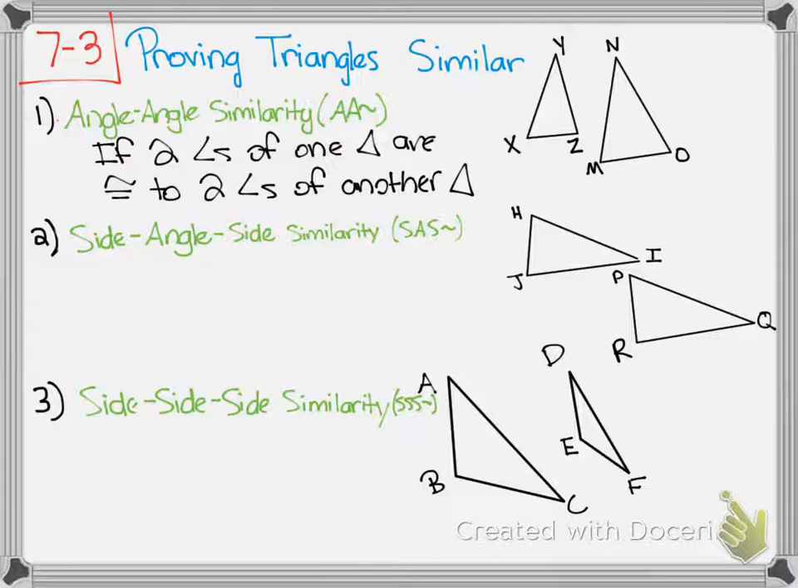So for instance here, I could tell whether or not these two triangles are similar. I would need to know that, for instance, X is congruent to M, and also that angle Y is congruent to angle N. Alright, so I need 2 pairs of angles being congruent. And of course, if I know 2 pairs of angles are congruent, I also know the third pair of angles are congruent in a triangle. That's why we know for sure they have to be similar. Alright, so let's look at the next one.